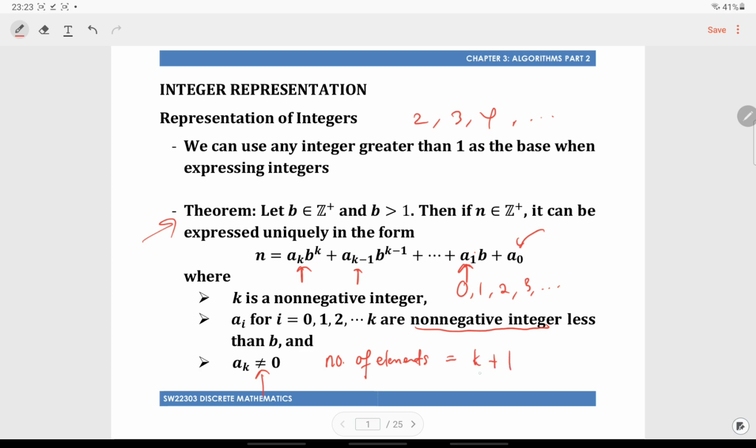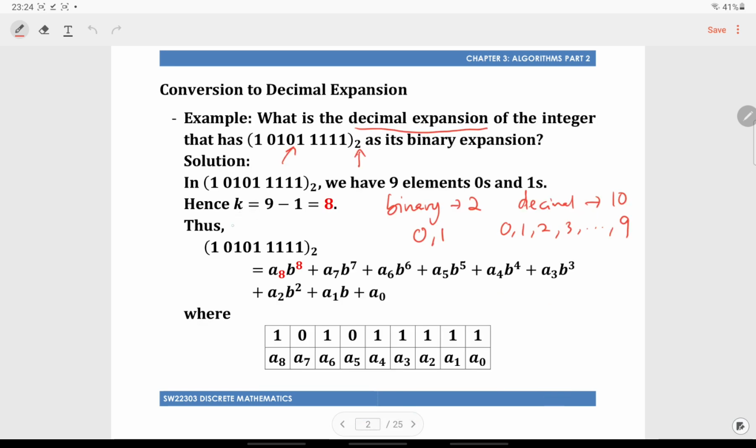So how do we know the value for k? The value for k is equal to the number of elements minus 1. So here the total number of elements is 9: 1, 2, 3, 4, 5, 6, 7, 8, and 9. So 9 minus 1, the value for k equals 8. So the first step is to identify the value for k.